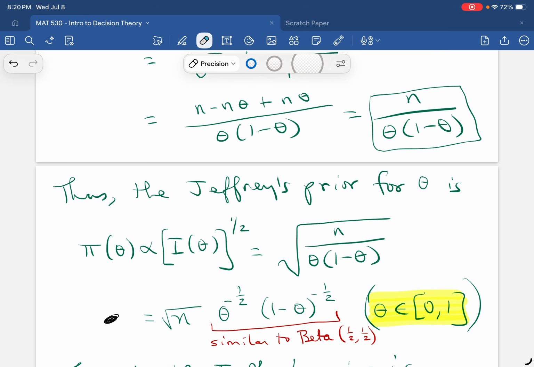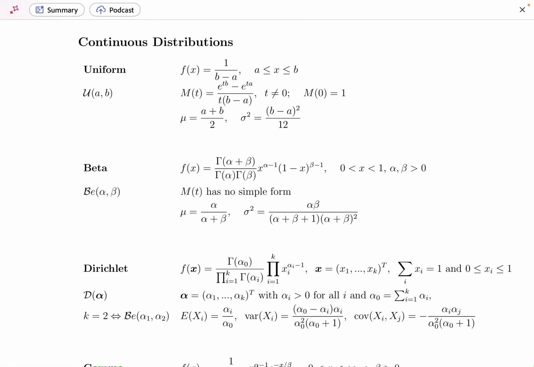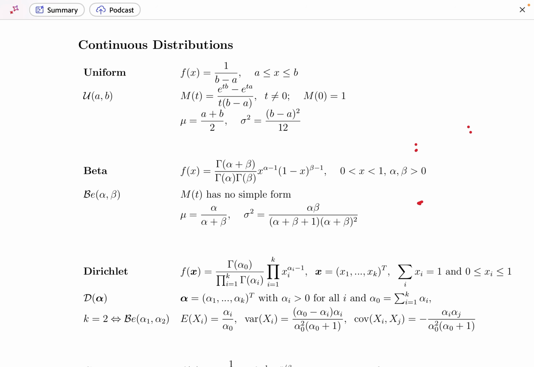So this is where our distribution sheet is going to be so useful. Okay, here I have pulled up the distribution sheet, and these are the continuous distributions. So the thing we have to concentrate on is the fact that theta has to be in the interval from 0 to 1, so we need to look at distributions that are concentrated on that unit interval. And so that should bring our focus to the second one as a possibility, the beta distribution. And that's the one that we need, right?